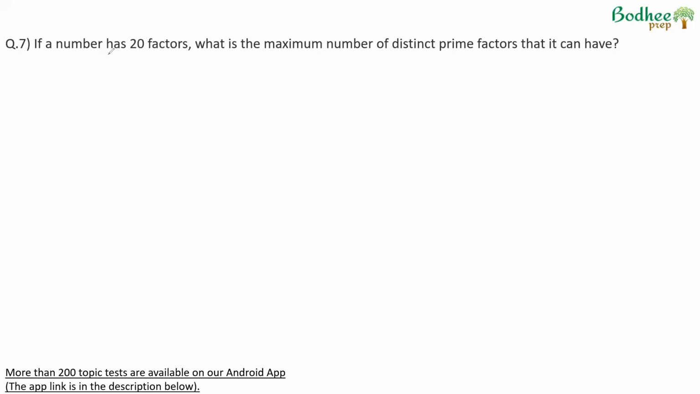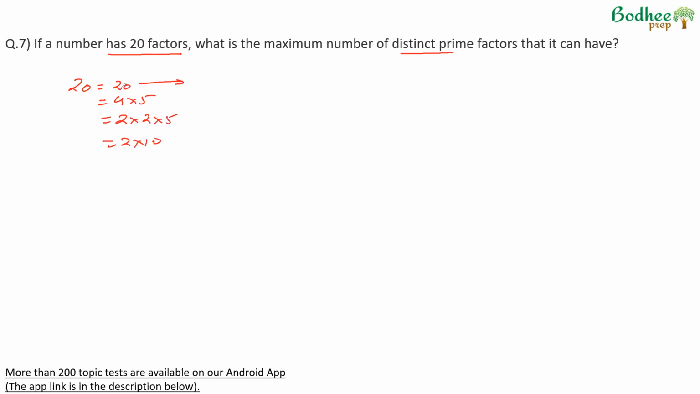If a number has 20 factors, what is the maximum number of distinct prime numbers that it can have? Now, if we look at 20, 20 can be written as 20 into 1, or as 4 into 5, or as 2 into 2 into 5, or for that matter, as 2 into 10 and so on.